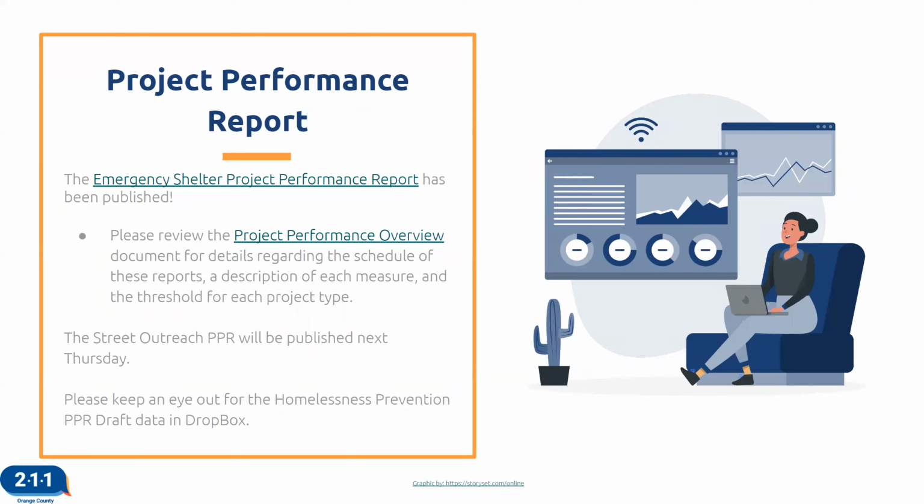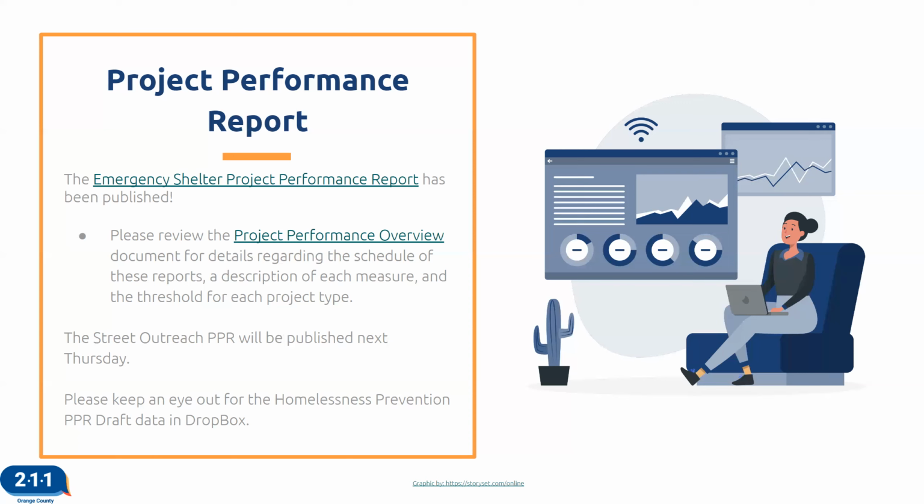And then we also have the emergency project performance report that was recently published. You can go ahead and view that published report here on our website. We have linked that on the slide. So the PPR highlights different measures that HUD and also the COC have determined are important in effectively ending homelessness for the clients in the OC. We have linked the project performance overview for more information regarding the schedule for these reports, the description of each measure, and then also the threshold for each project type.